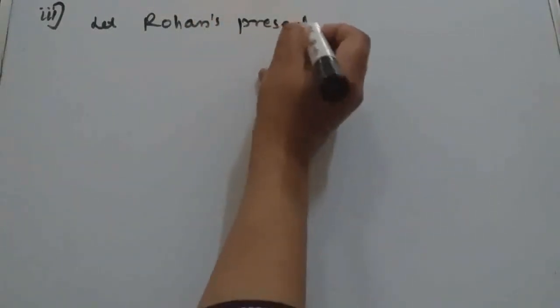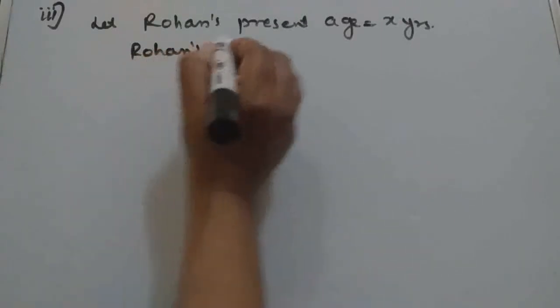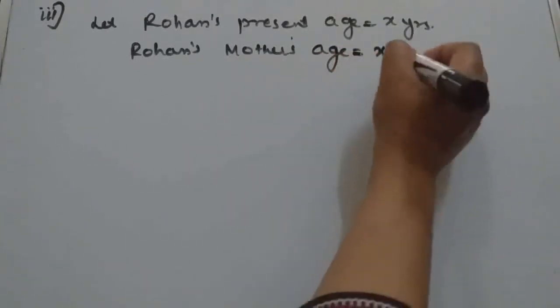See, Rohan, question number 3. Rohan's mother is 26 years older than him. The product of their ages 3 years from now will be 360. So we would like to find Rohan's present age. Let Rohan's present age be x years. Now Rohan's mother is 26 years older, so her age will be what? 26 years older means x plus 26, isn't it? Now the product of these two ages is given, but not for the present age.